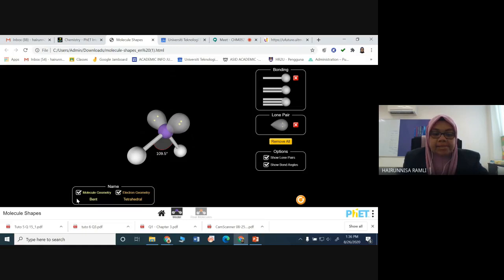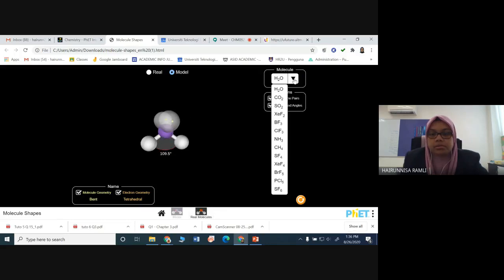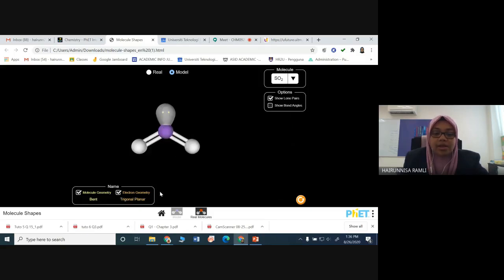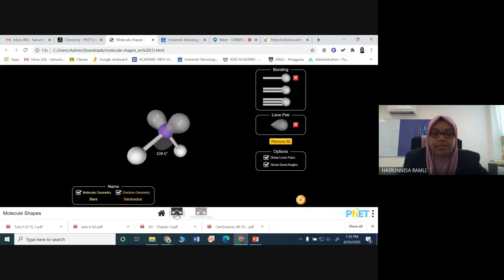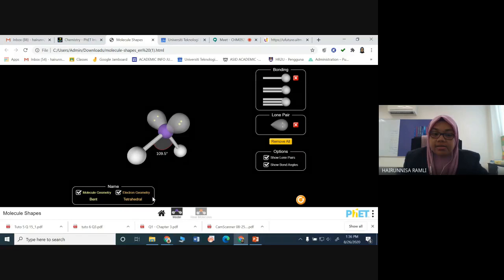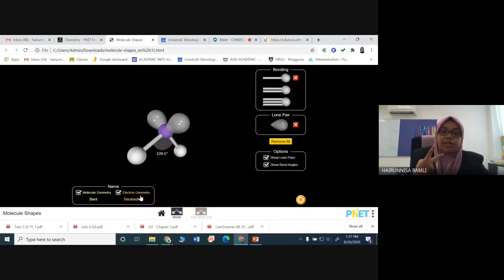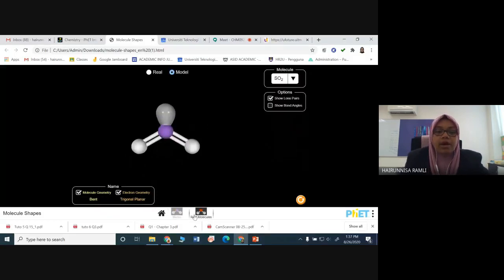So you perasan tak? Kat sini bent, tetrahedral bent. We also have this one. Also bent. Tapi electron geometry dia trigonal planar. Nampak tak apa beza dia? Sini bent tapi electron geometry dia tetrahedral. So maksudnya bent kat sini ada dua tempat. Satu, bila you have two bonding pairs with two lone pairs here, water molecule for example. Satu lagi, when you have two bonding pairs with one lone pair, which is sebenarnya trigonal planar. Bentuk dia bent juga. Okay? So bent ada dua eh.